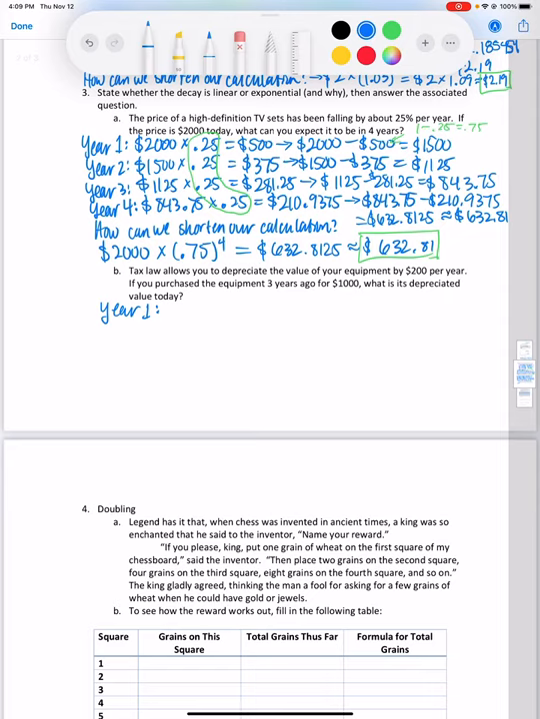In year one, your equipment is $1,000, and you can depreciate it by $200 a year. So we're going to subtract $200, and I get $800. So after year one, the equipment is worth $800. In year two, we have $800 subtracted $200 again, and that's equal to $600.